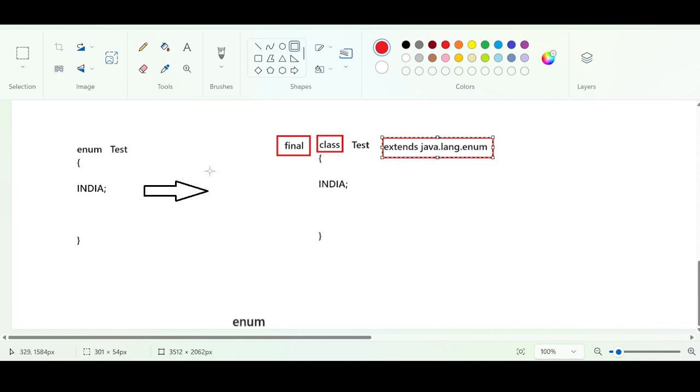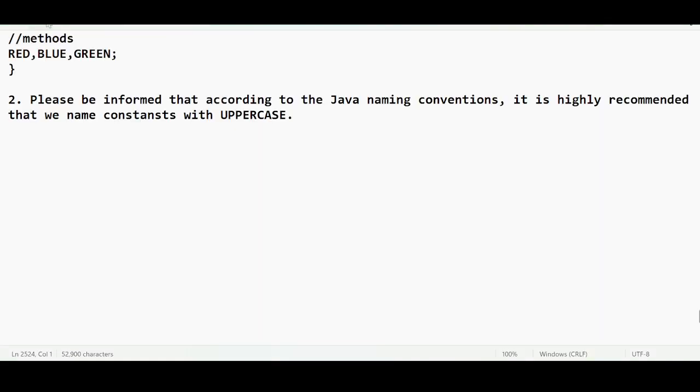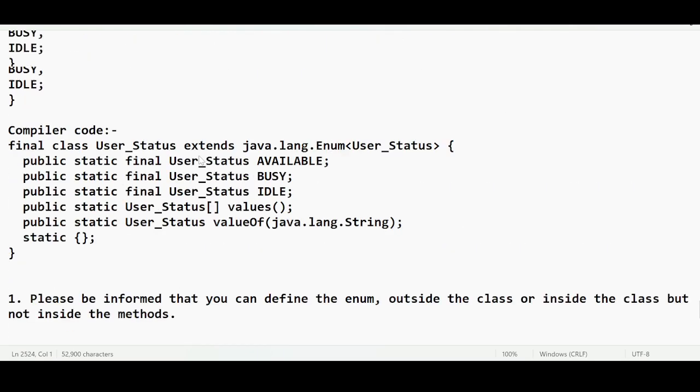The compiler is going to do a lot of conversion. This is the user program. This is the compiler's representation. The compiler is going to change this program according to its requirement. It is going to add the final keyword, it is going to add class, and it is going to extend java.lang.Enum. I think we have seen this example yesterday. If you go back here, same thing. We have seen this yesterday. I am just giving the picture in detail today.